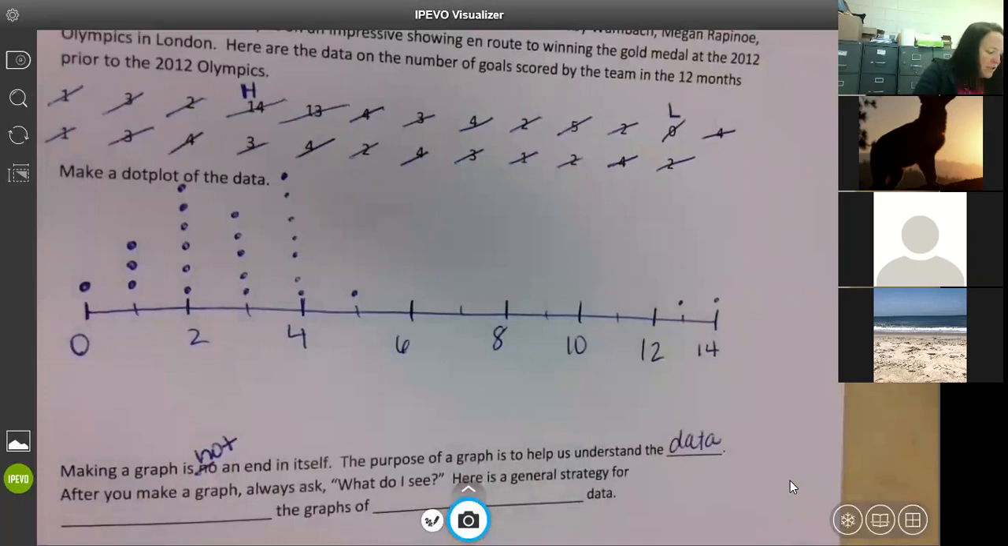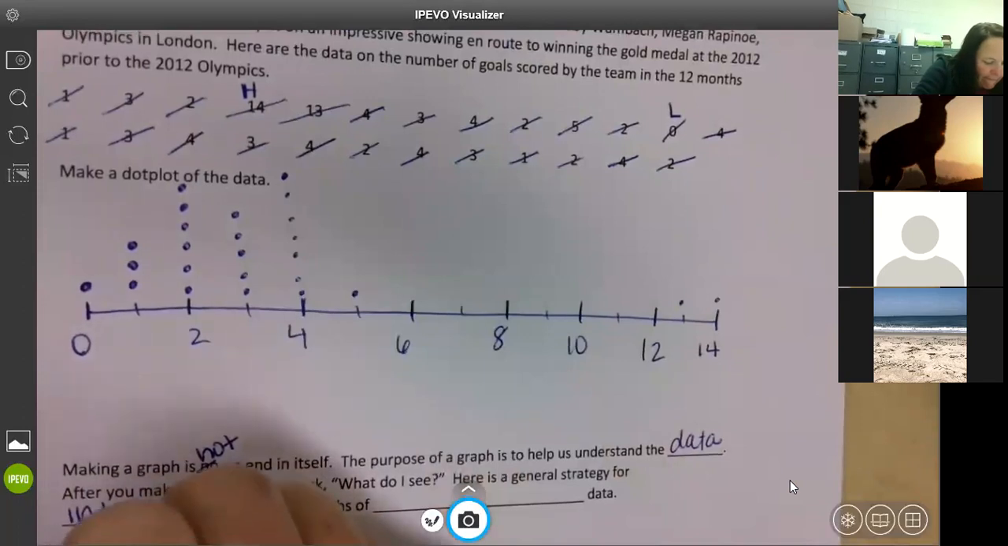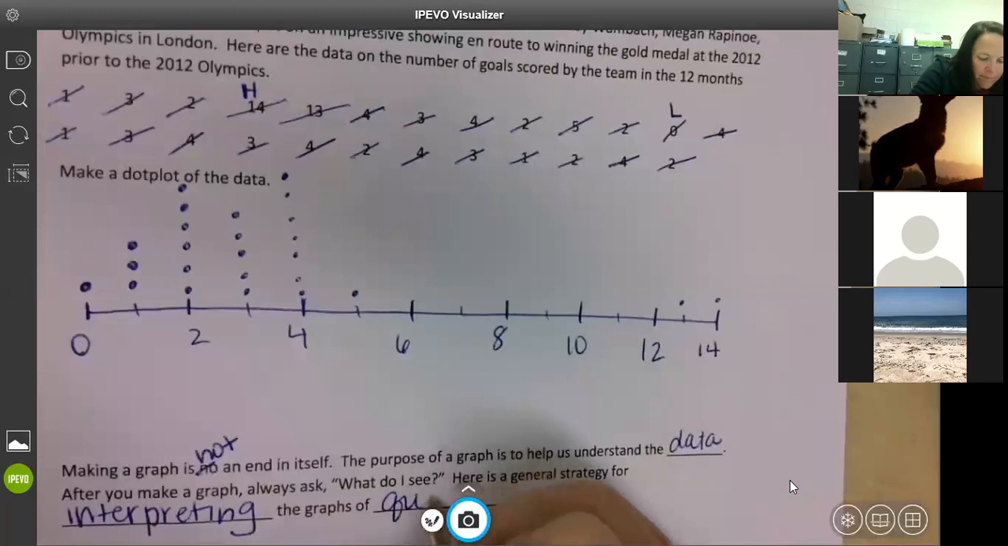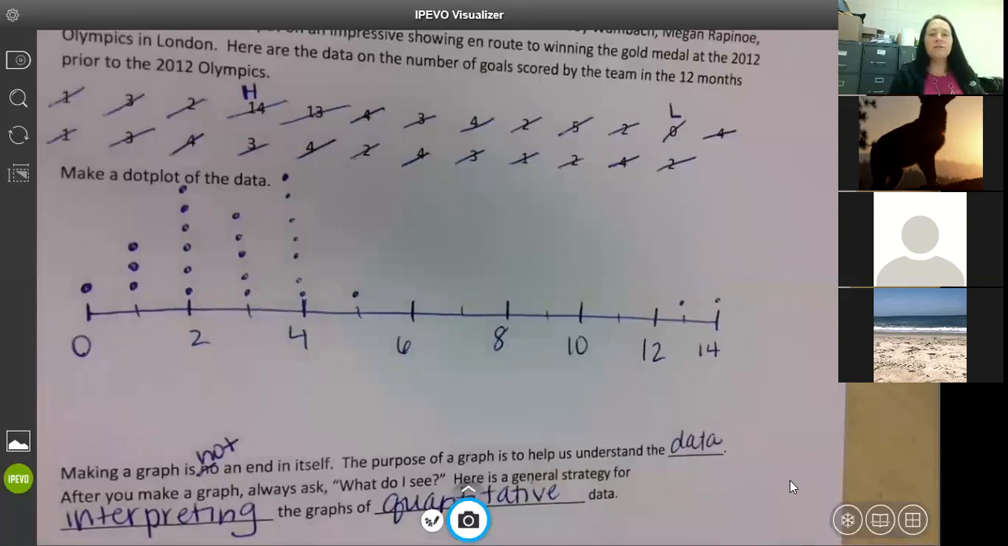Here's a general strategy for interpreting the graphs of quantitative data. So it's not enough just to have the graph, you have to interpret it as well. So you can't just look at it and be like, oh, okay, graph done. You have to tell what's going on in the graph as well.